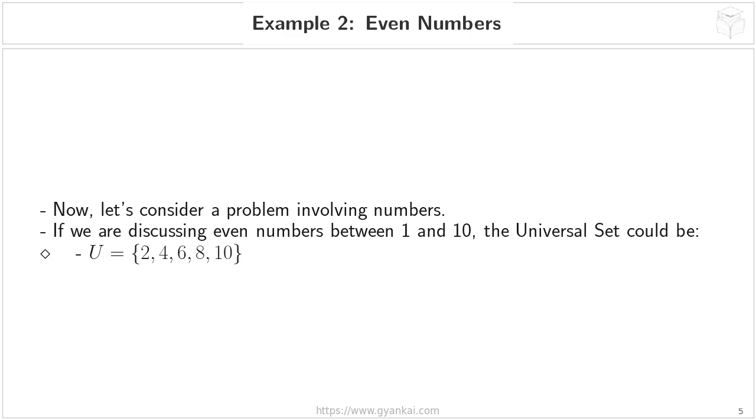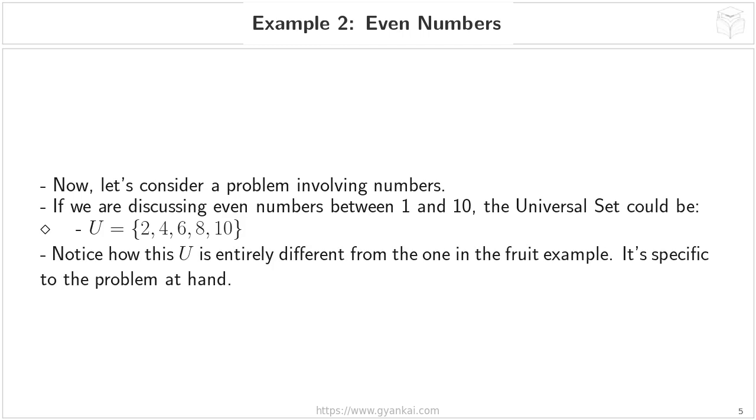Specifically, imagine we are working with a problem that focuses on even numbers between 1 and 10. In this scenario, what would be our universal set? Well, it would include all the possible even numbers within that range. Therefore, we can define our universal set, which we denote by capital U, as the set containing 2, 4, 6, 8, and 10. So U equals the set with elements 2, 4, 6, 8, and 10.